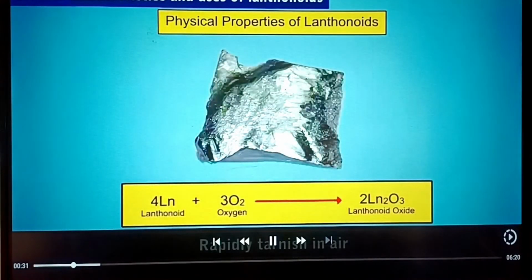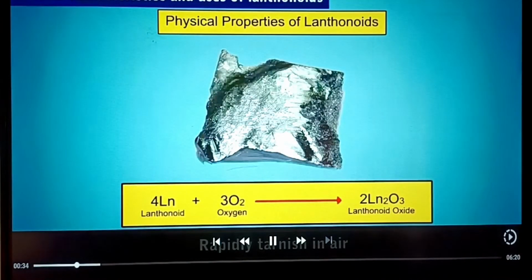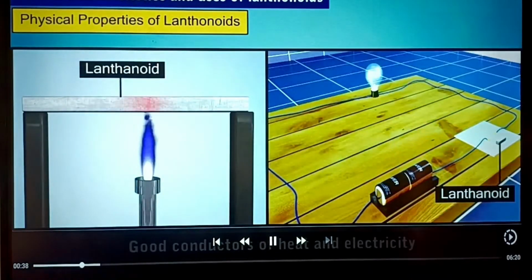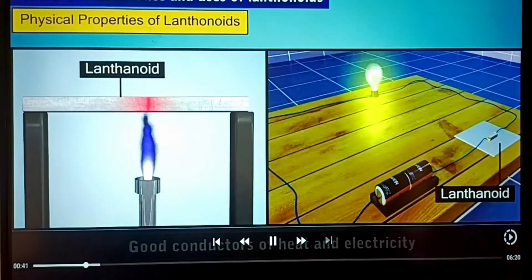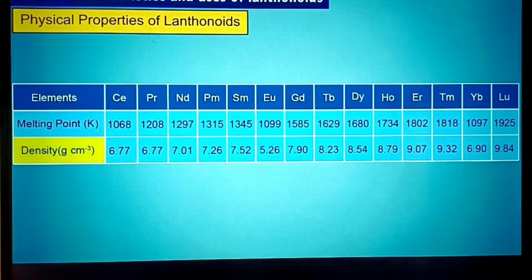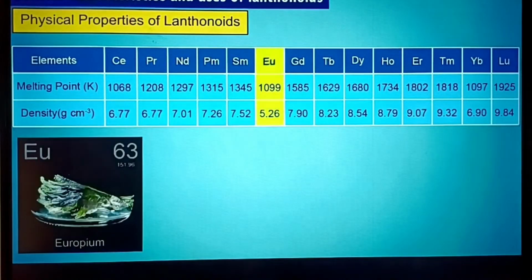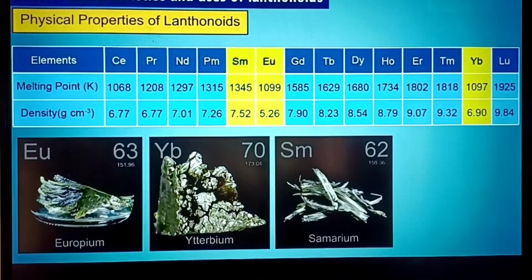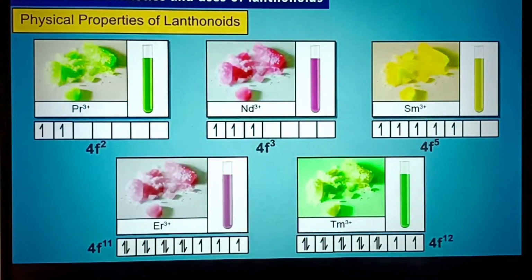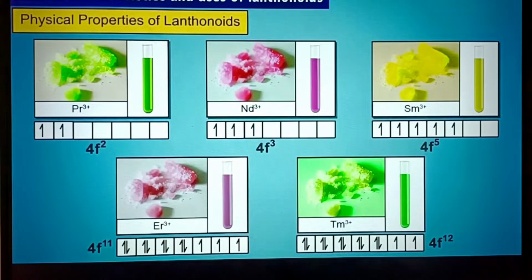They rapidly tarnish in air due to the formation of an oxide coating on their surface. They are good conductors of heat and electricity. Their physical constants like melting point and density change gradually, except in the case of europium, ytterbium, samarium, and thulium. Many of the trivalent lanthanoid ions are colored, both in their crystalline state and in aqueous solutions.